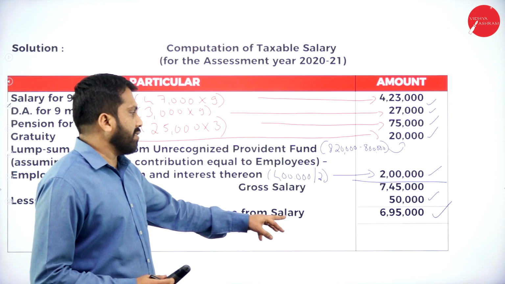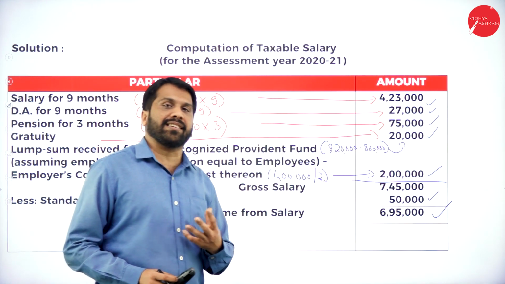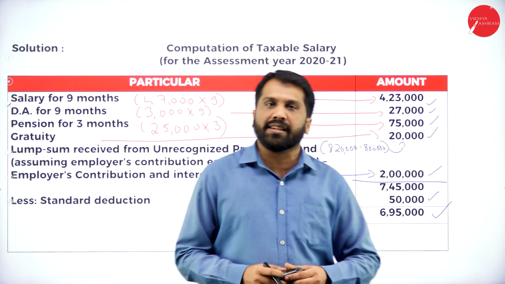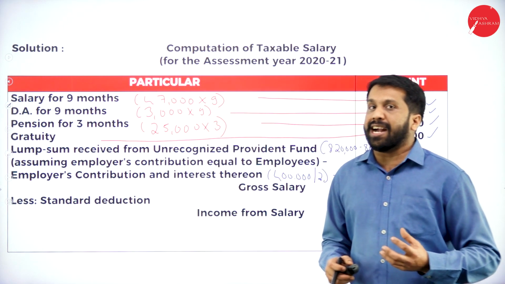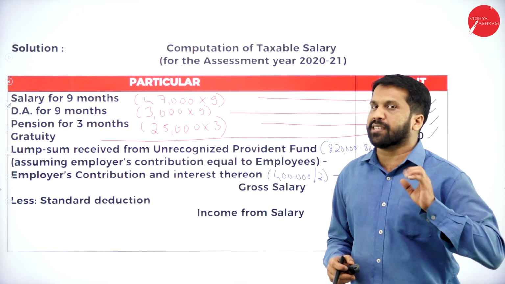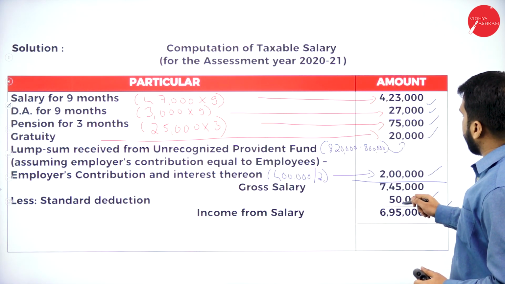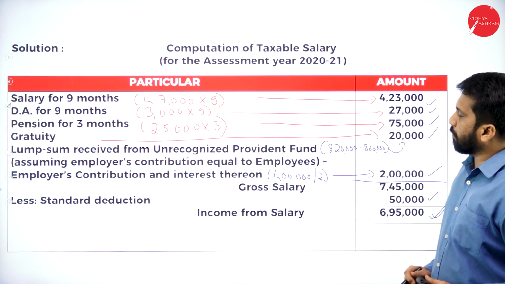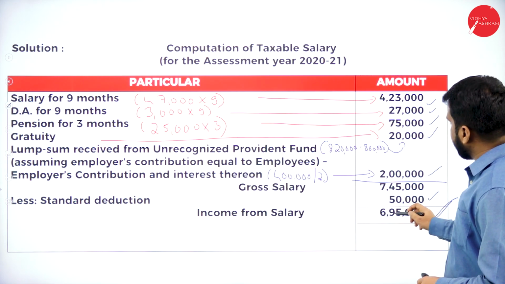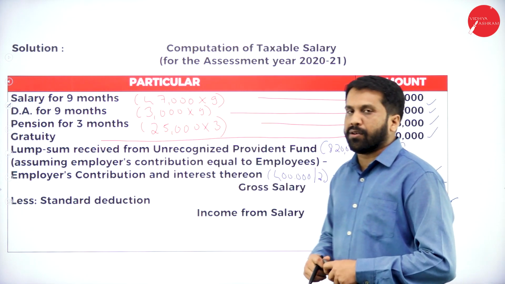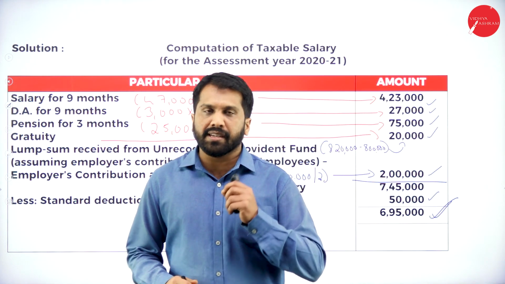Why is it 50,000? You know that we have a standard deduction. If you are a salaried employee, you will get a standard deduction of 50,000. Now, 7 lakh 45 minus 50, your income from salary is 6 lakh 95,000. Hope you are clear. Yes, good.